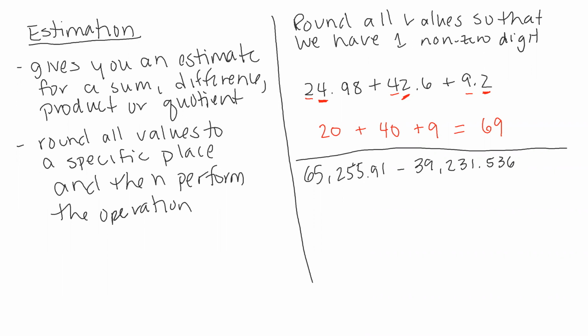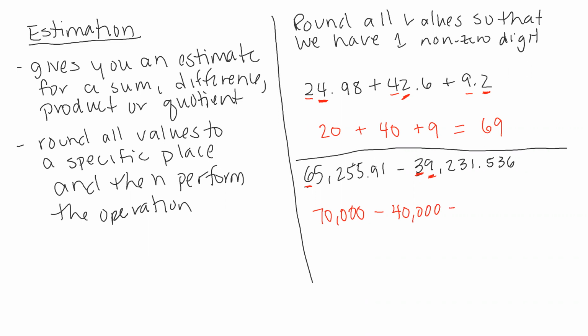Okay. Now, following the same rules, we're going to round all of these values so that we have one non-zero digit. Well, that's going to be this first spot here and here. Let me do it in red. So looking at the 65,000, one digit to the right of my 6 is a 5. So that would tell me to round up. So I would say that this is 70,000. Looking at the 39,000 and change, one digit to the right of the 3 is a 9. That tells me to round up. So I would get minus 40,000.